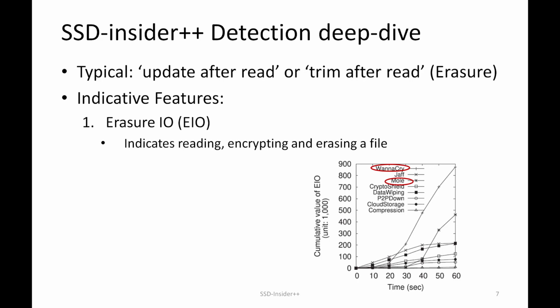But here these ransomwares and applications are run alone, right? The compression is running alone, cloud storage is running alone, etc. But here this is the simplest feature that we can look at, but we cannot identify the JAF or CryptoShield ransomwares here because their behavior is very similar to other normal applications.